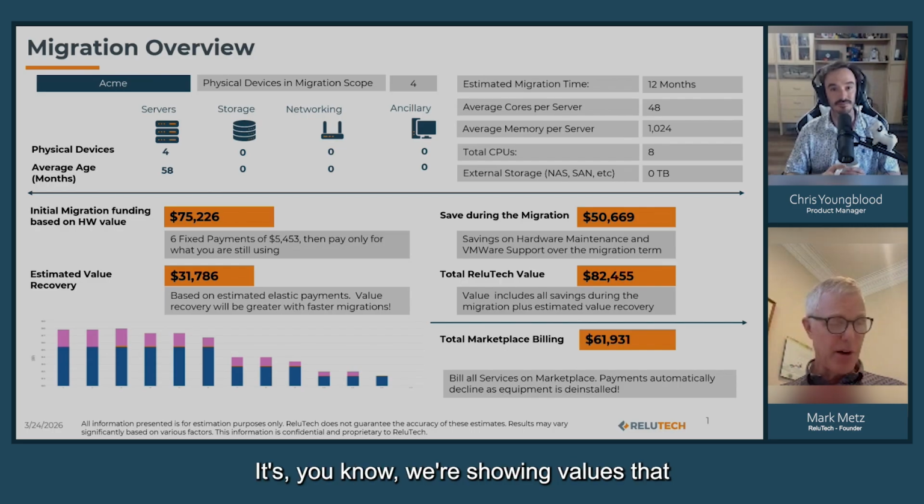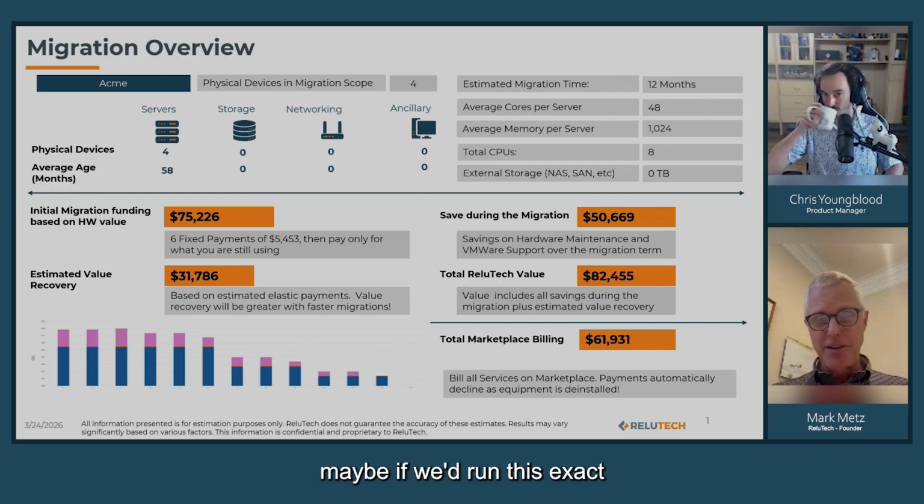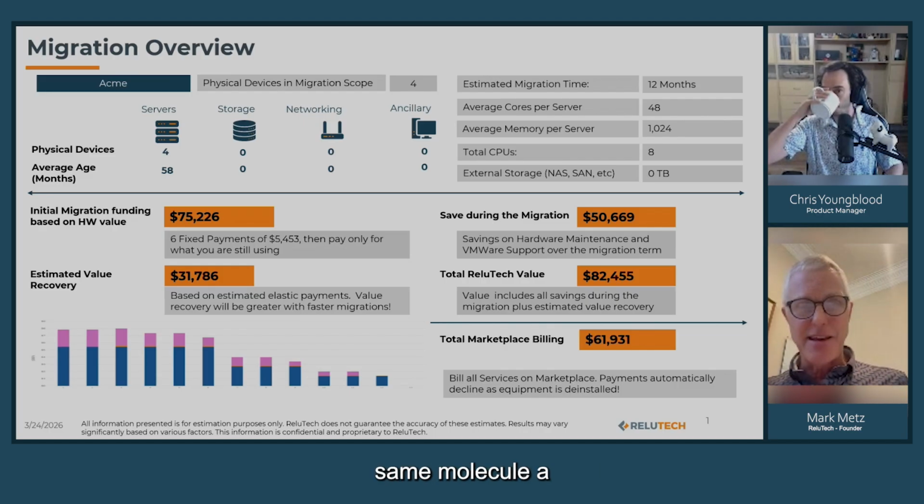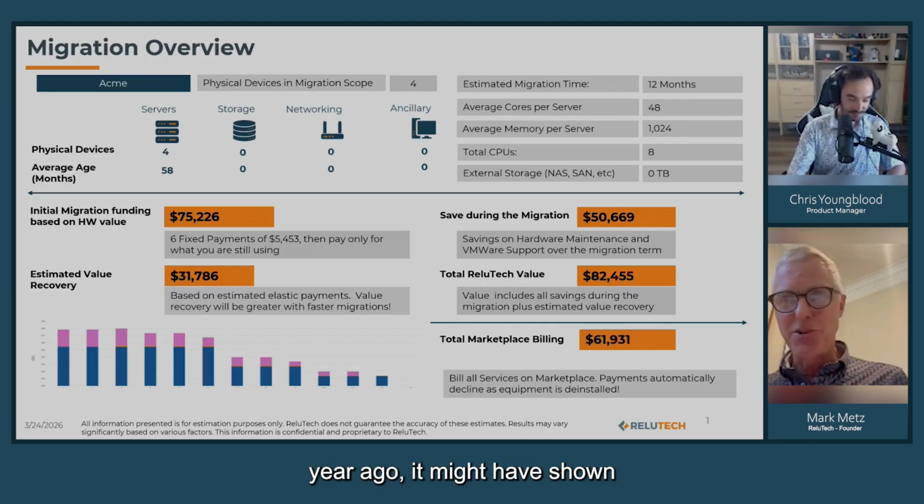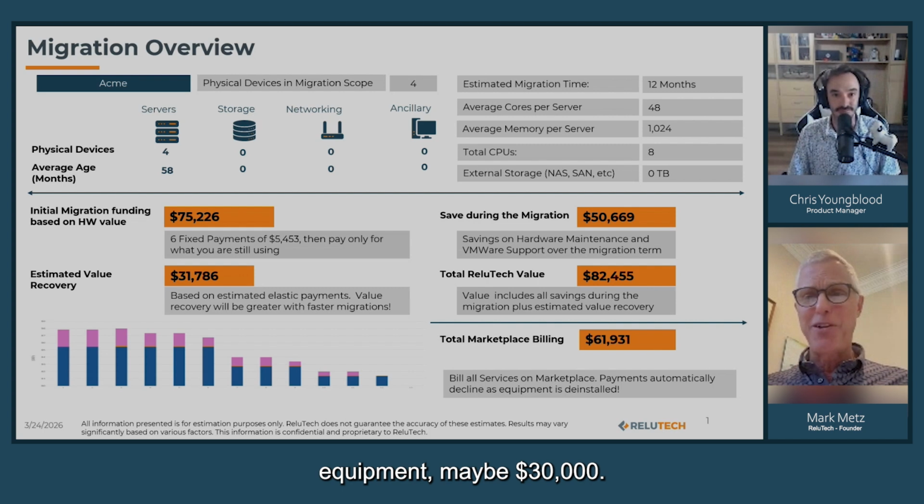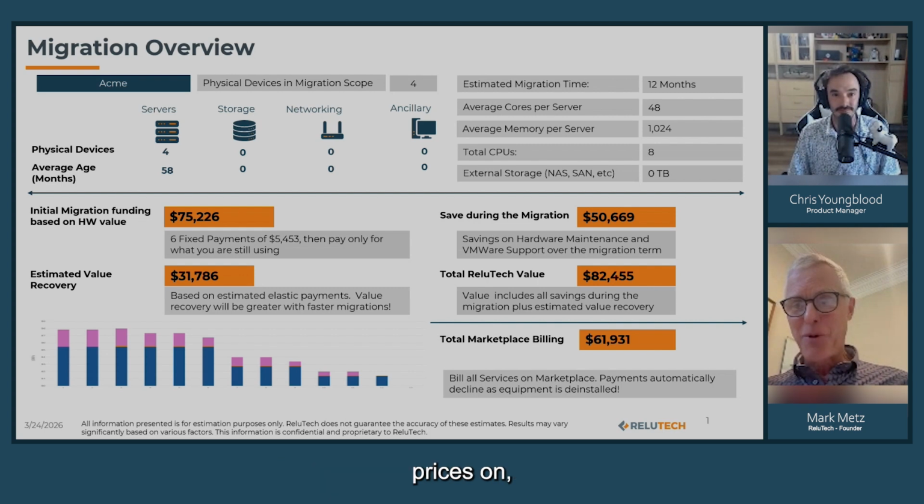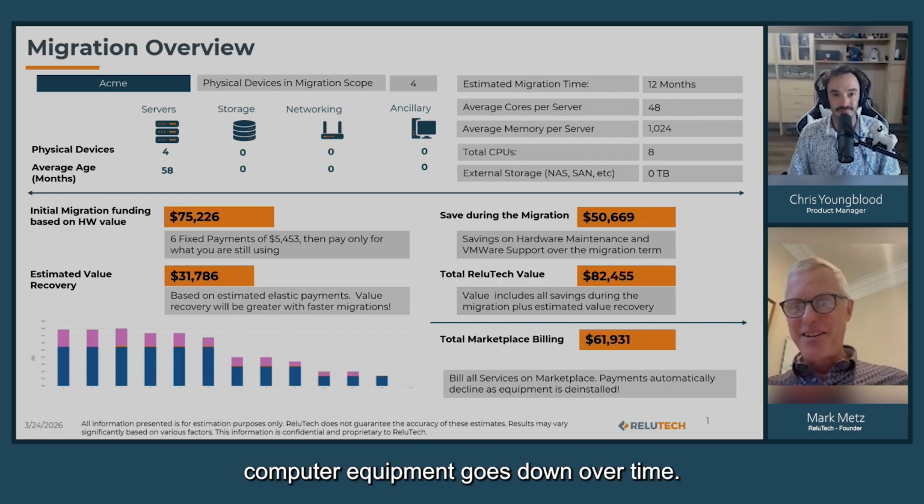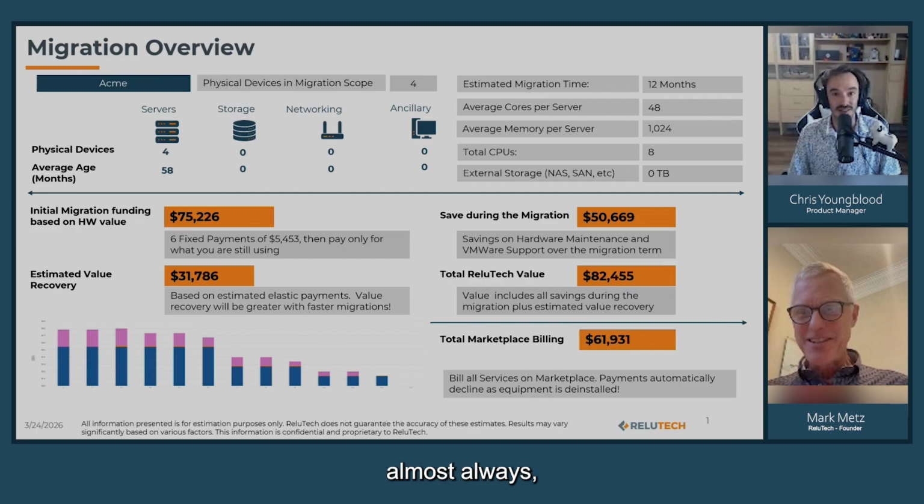Yeah, Chris, it's a great point. We're showing values that maybe if we'd run this exact same MIQ a year ago, it might have shown, for the same exact equipment, maybe $30,000. So prices have gone up, and usually prices on computer equipment go down over time. In fact, almost always.